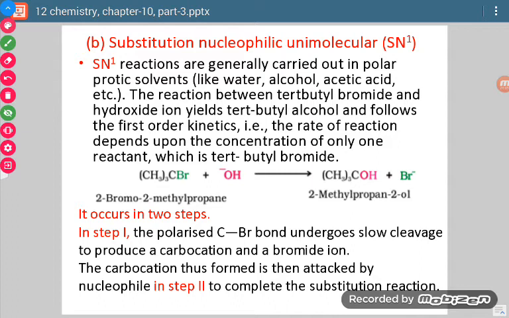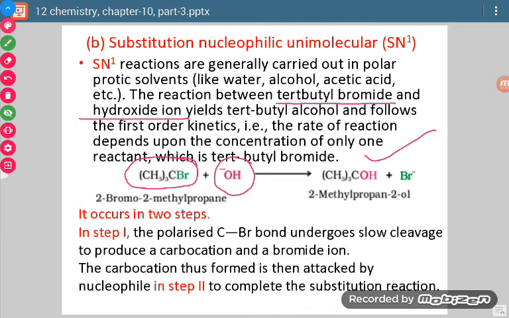Now let us discuss it with the help of one example. SN1 reactions are generally carried out in polar protic solvents. Protic means which can provide a proton. Proton means H positive. Polar means there is development of charges. Now the reaction between tertiary butyl bromide and hydroxide ion. One of the best examples of SN1 mechanism is that we take a tertiary alkyl halide and react it with a particular nucleophile, and then there will be formation of a particular alcohol.